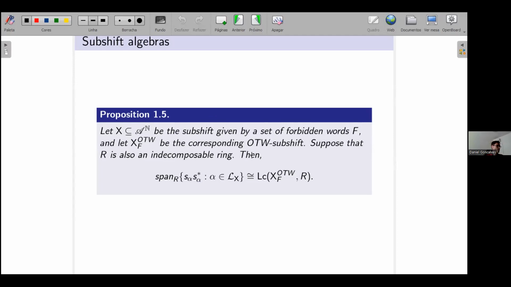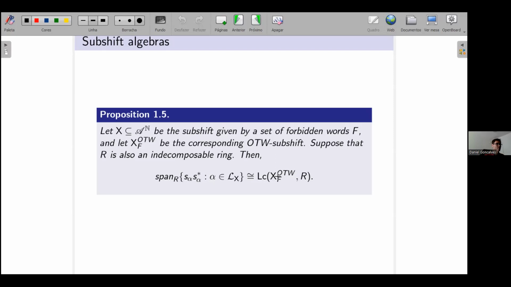No problem. But then if you look at this commutative algebra, which is standard, I think it connects to what Willie was asking. If you look at the span of the S_alpha star, where alpha is an element of the language, this is a commutative algebra, and we show that it's actually isomorphic to the locally constant functions with compact support on the Ott-Tomforde-Willis subshift.